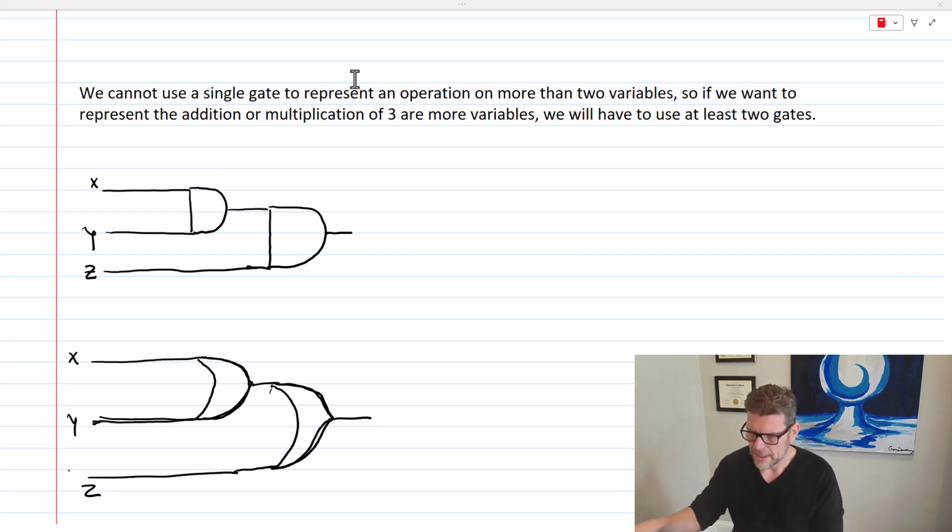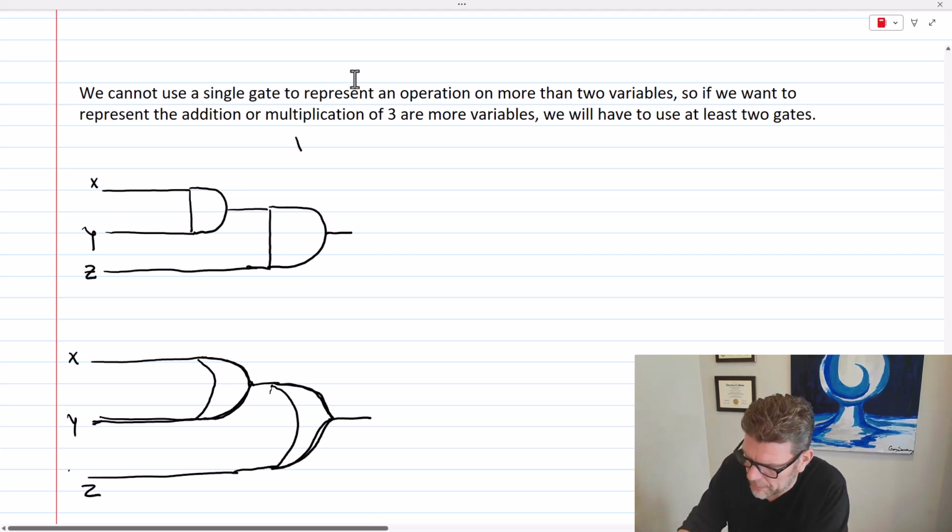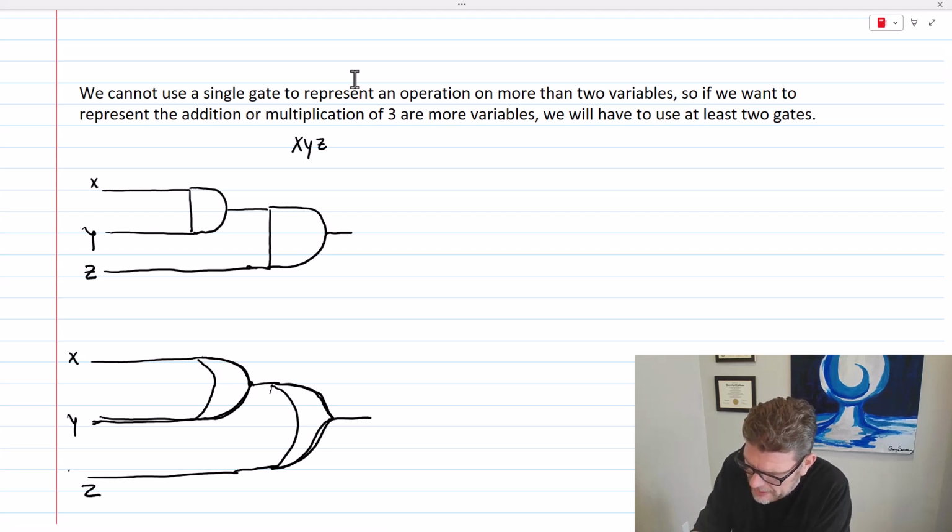So I'll give you an example. Let's say, for example, what I want to do is write XYZ. And so what I'm going to do is first multiply X and Y together using an AND gate. So I'm going to get XY. And now for this next AND gate, the two values that I'm going to be multiplying together are going to be XY and Z. So I get XY times Z.